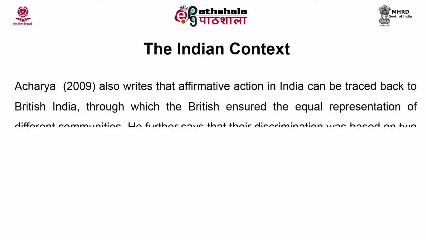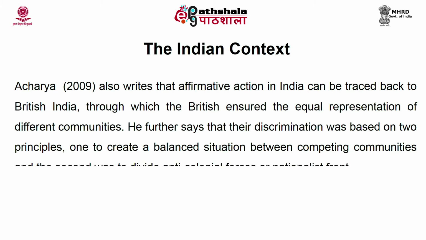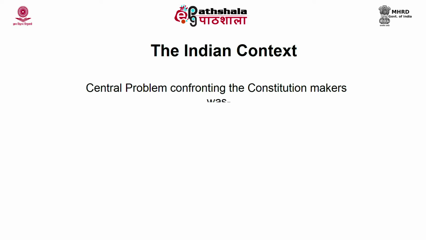He further says that their discrimination was based on two principles: one, to create a balanced situation between competing communities, and the second was to divide anti-colonial forces or the nationalist front. In fact, the central problem that confronted the Constituent Assembly while framing the Constitution of India was the problem of justice. Thus, the problem of justice acquired central focus of the constitution makers while they grappled with the challenge of striking at the roots of accumulated historical injustice.